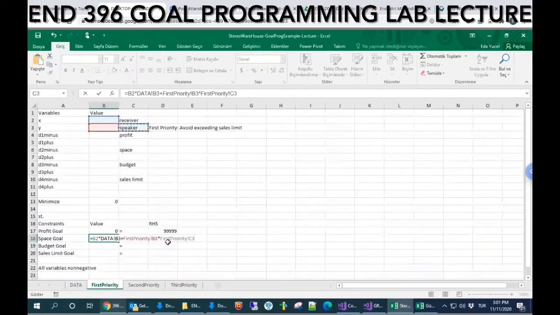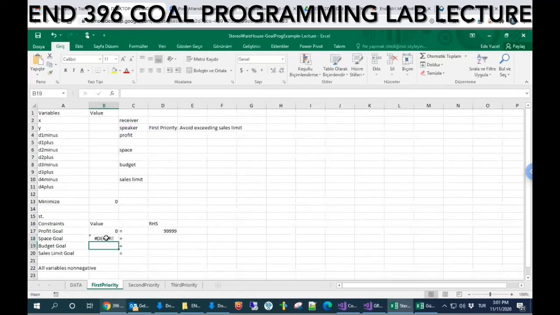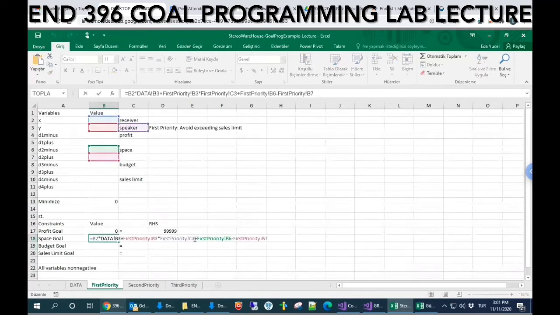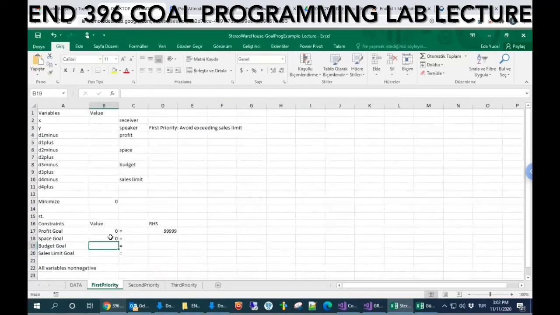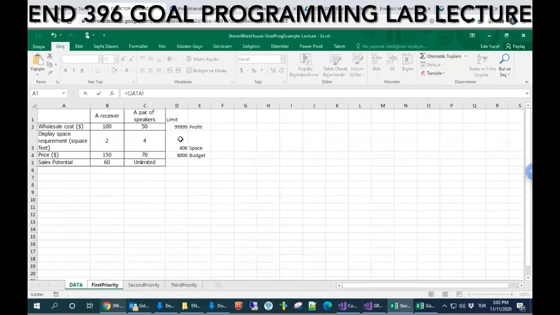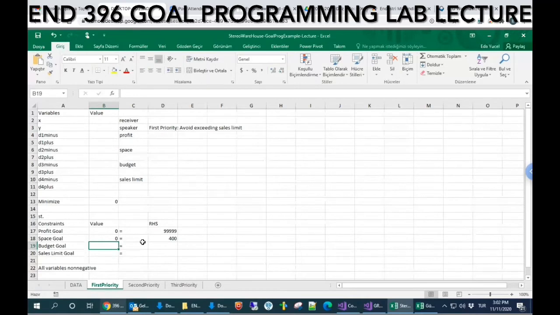And also we should include deviation variables corresponding to space, right? Okay, this is our left-hand side for the space goal, and the right-hand side comes from data. We have a space limit of 400 square feet. We can continue with the budget goal.